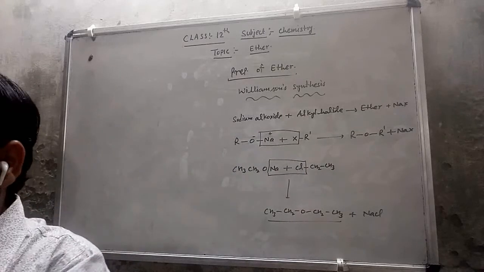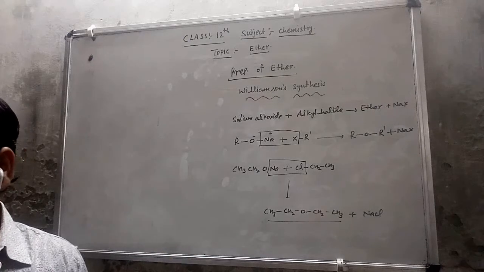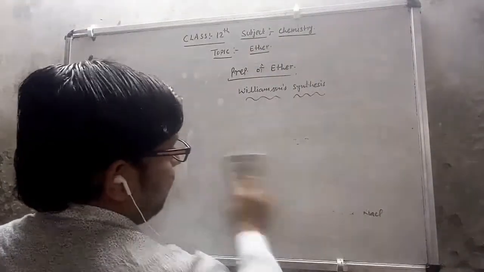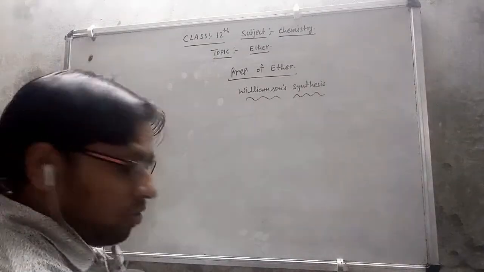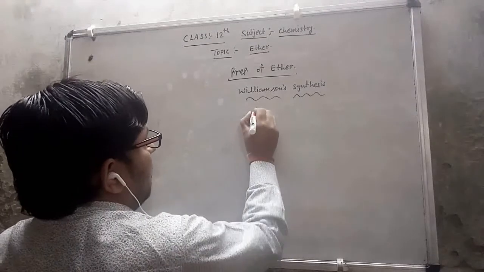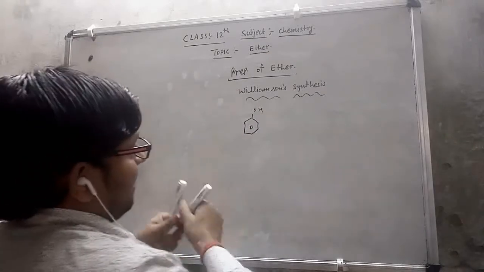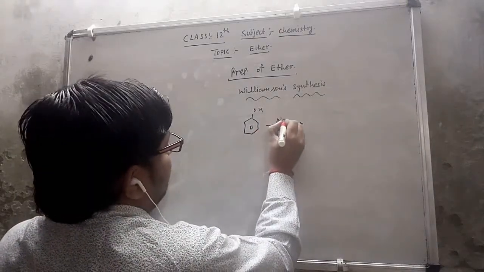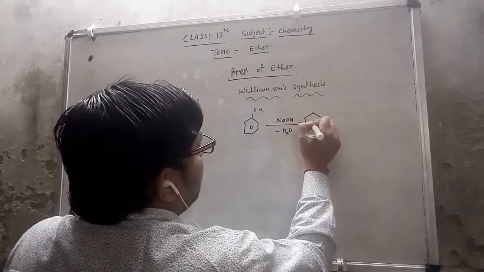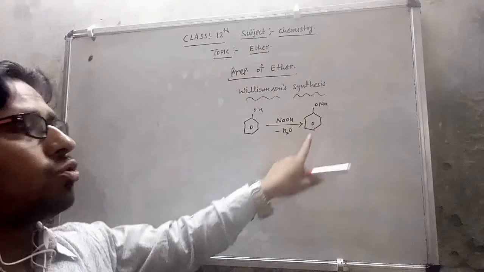Like the same, phenol is also converted to ether by this method. Suppose I have phenol, this is the phenol. It reacts firstly with NaOH, then one water molecule is eliminated from here, and we are getting sodium phenoxide. This is ONa, the sodium alkoxide we need. So this is sodium phenoxide.